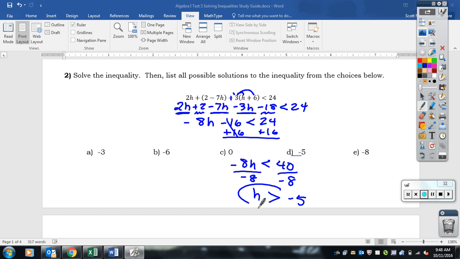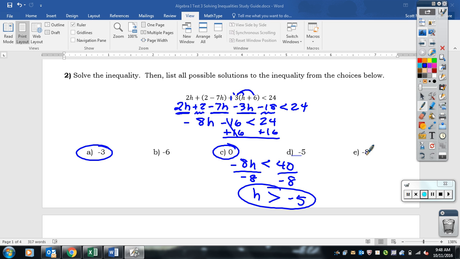We're looking for any numbers that are bigger than -5. Is -3 bigger than -5? Yes, it is. Is -6 bigger than -5? No, it's not. It's further to the left. Is 0 bigger than -5? Yes, it is. Is -5 bigger than -5? We'll come back to that guy. Is -8 bigger than -5?